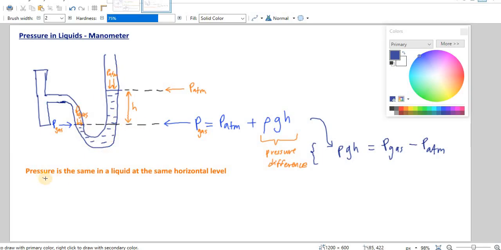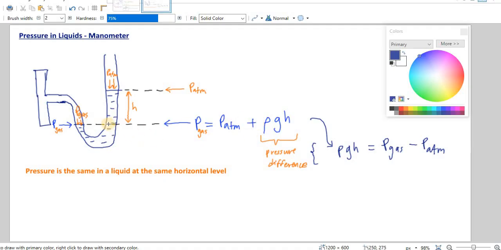Now I told you previously, pressure is the same in a liquid at the same horizontal level. That means the pressure here and the pressure here are the same, but here the pressure is the pressure of the gas. So the pressure of the gas is the same as the pressure there. Therefore I can write an equation: the pressure here is equal to the pressure here, which is also equal to the pressure of the gas. So I write P gas, the pressure of the gas, is equal to the atmospheric pressure plus the pressure due to this column of liquid. So that's what I wrote here.